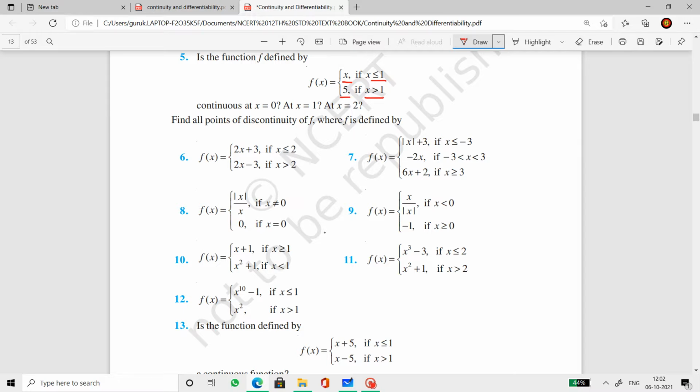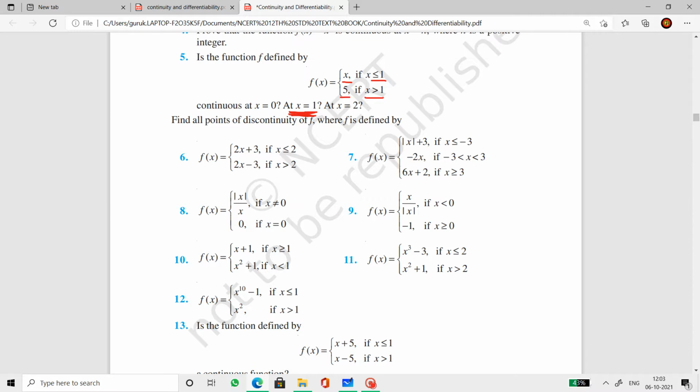If you take 1 or below 1, the function is x. And when you take above 1, it is 5. So when a question is given like this and they ask us to do it for 1, for that very critical point for which it has been defined and they've asked to do the continuity for that number, then do method 2. That means do left hand limit, right hand limit and f of a.